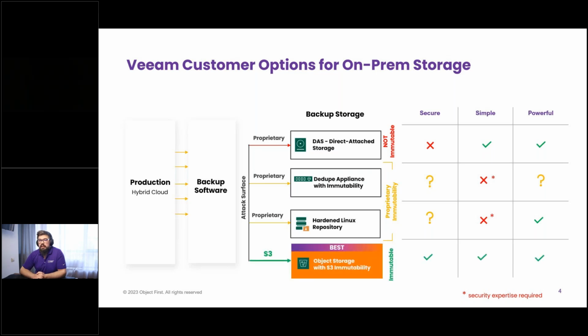The next one is object storage with S3 immutability, and I will speak for the appliance here. It's secure because we have S3 retention lock in compliance mode. It's simple. I will show you in the UI. It really takes 15 minutes to deploy it and make it work. And it's powerful.